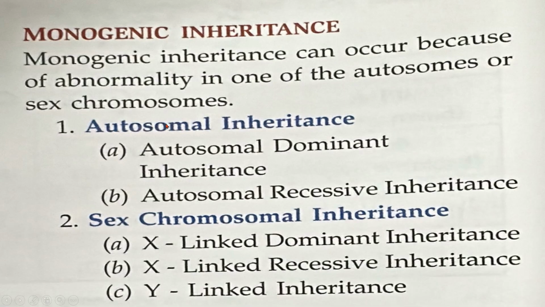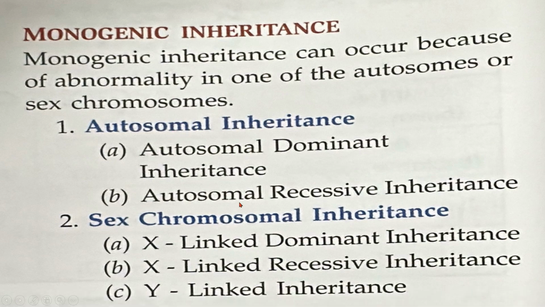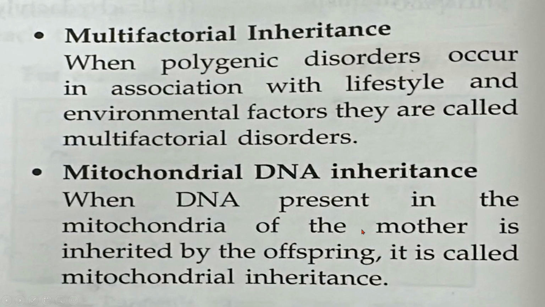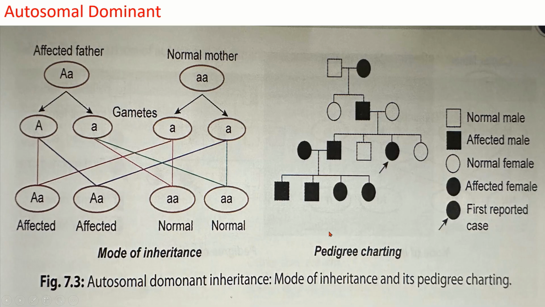So monogenic inheritance, you can see the classification: autosomal dominant and autosomal recessive. And in allosomes, X-linked dominant, X-linked recessive, and Y-linked inheritance. So mitochondrial inheritance is called maternal inheritance because all the mitochondria come from the ovum, and Y-linked inheritance is called holandric inheritance. So let us see autosomal dominant.